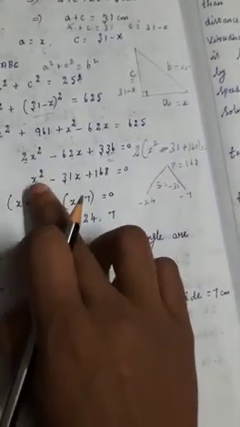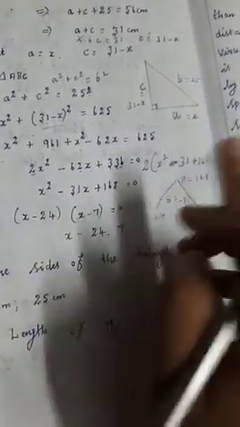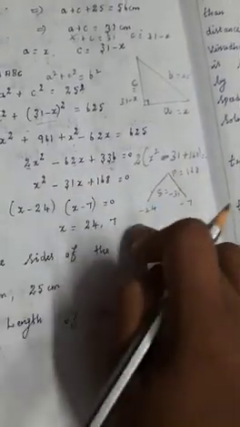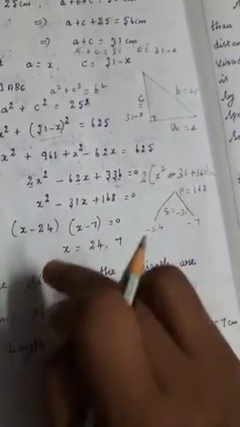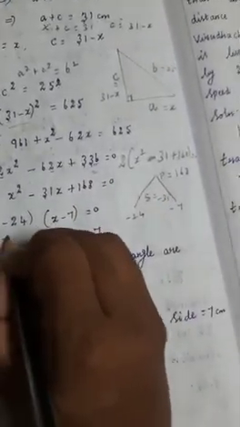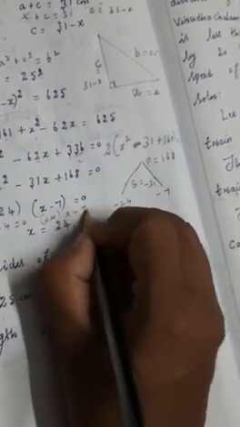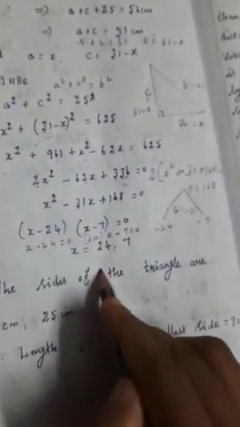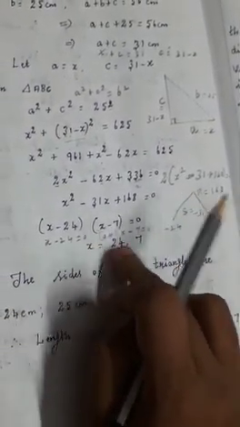Here the x square coefficient is 1 only, so there is no need to divide. Now we only need to find the variable x value. So x minus 24 into x minus 7 is equal to 0. Now you know that x minus 24 is equal to 0 or x minus 7 is equal to 0. Now x is equal to 24 and x is equal to 7. Both x values we have got.